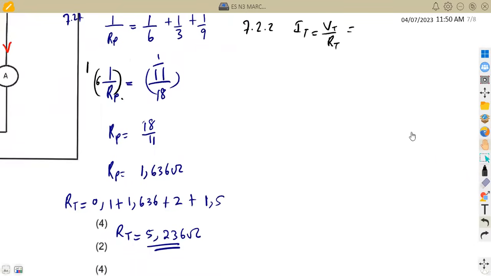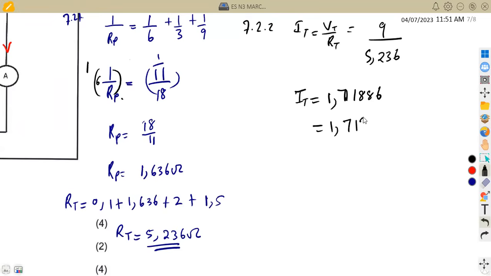So we are going to divide 9 by the total resistance that we calculated of 5.236. All right, so that's our total current. In this case, if we divide properly, we obtain 1.71886, like this. So it's 1.719 if you round off to 3 decimal places, in amps. So we have got the total current.